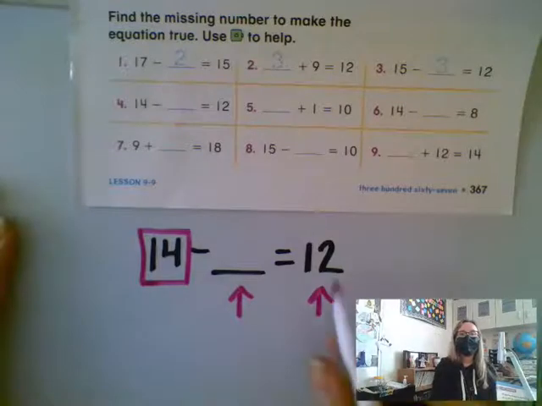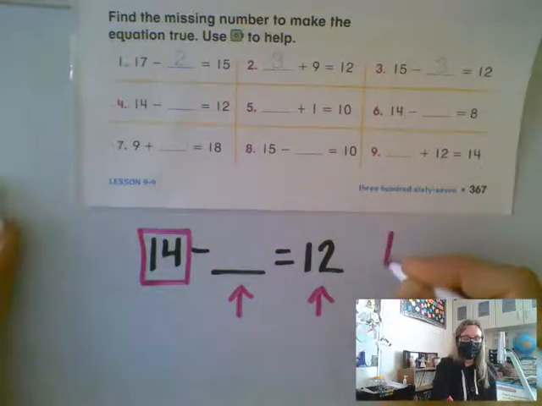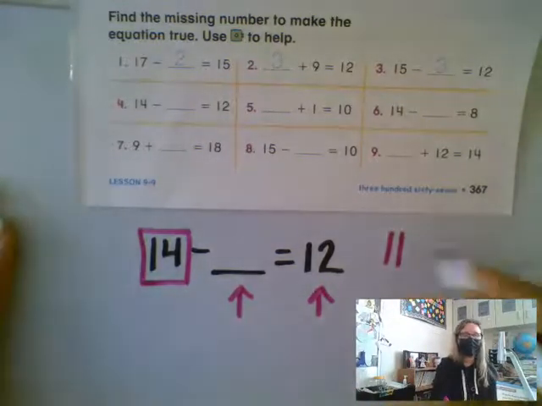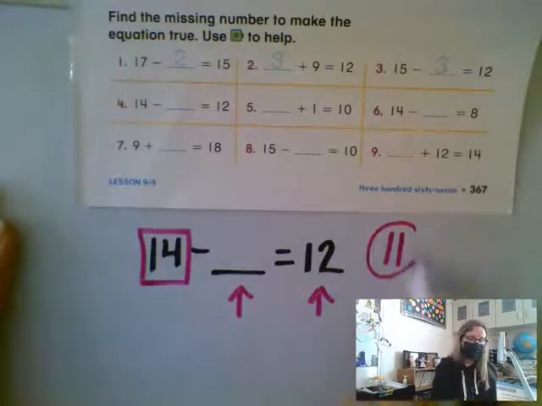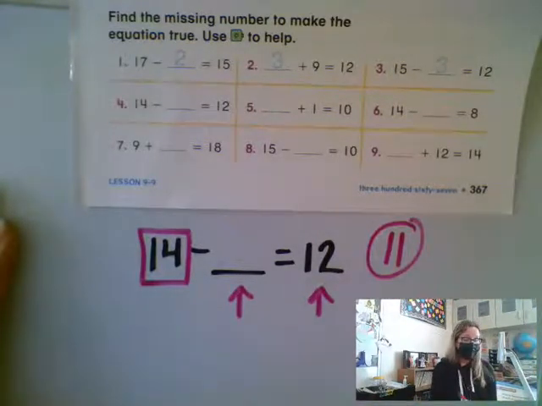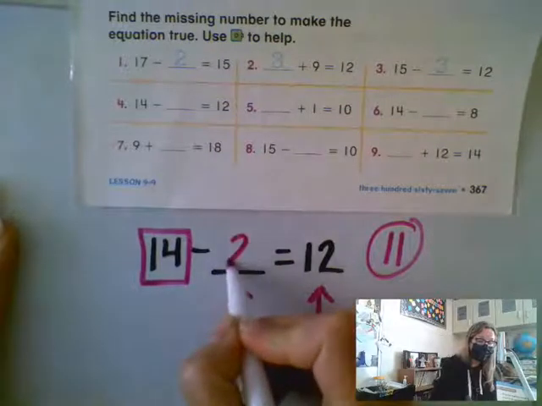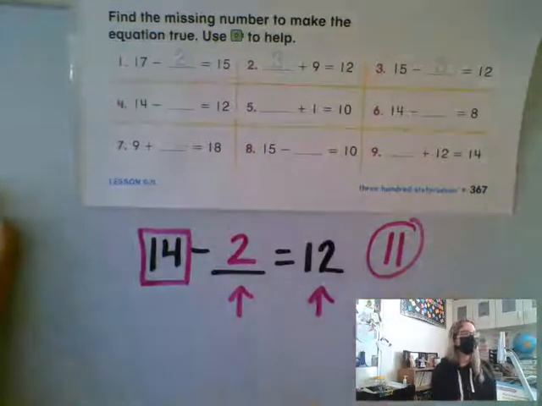So we have 12, 13, 14. Victoria, how many lines did I draw? 2. So 14 take away 2 is going to give us 12. Okay?